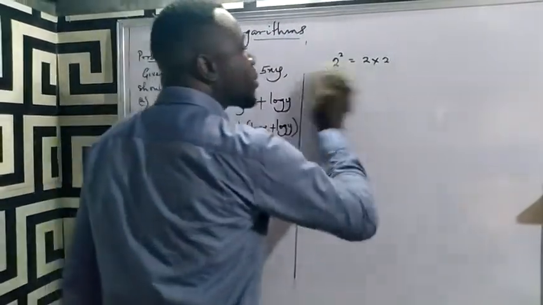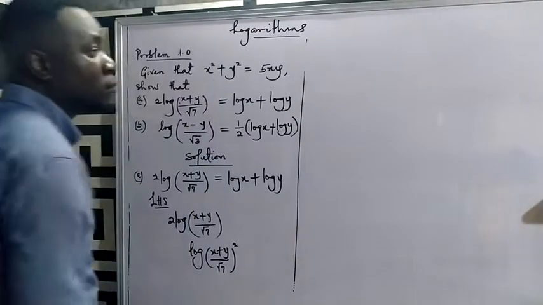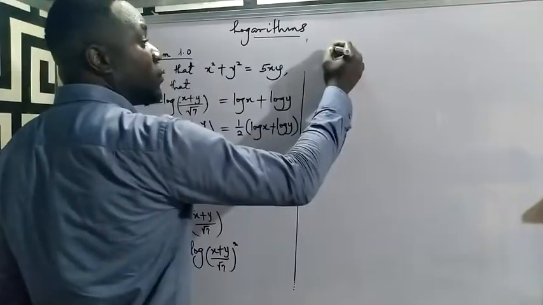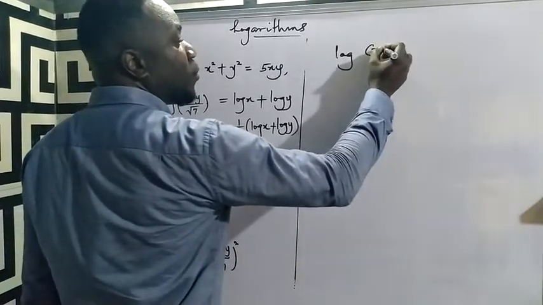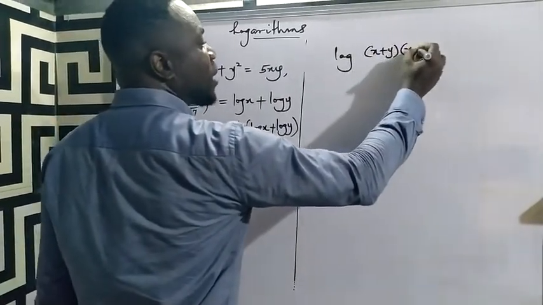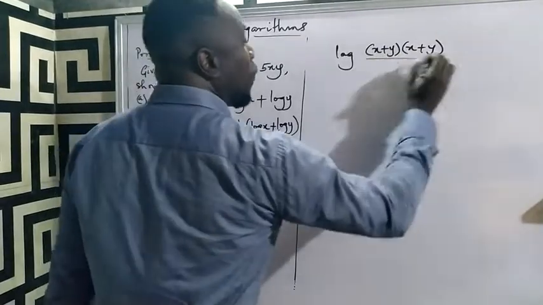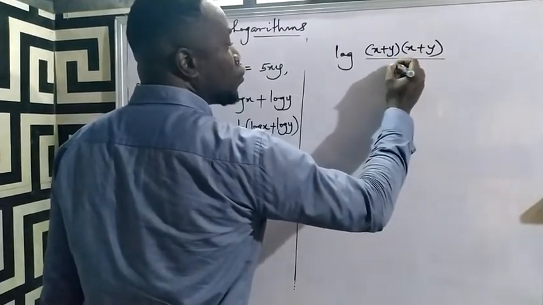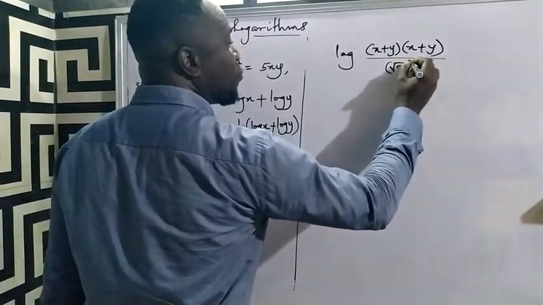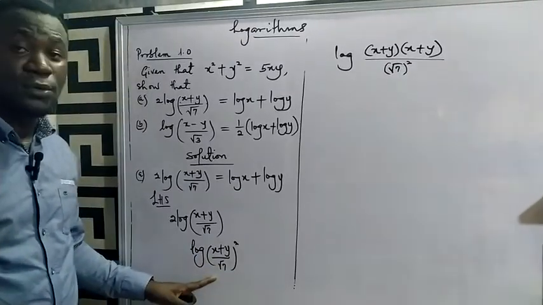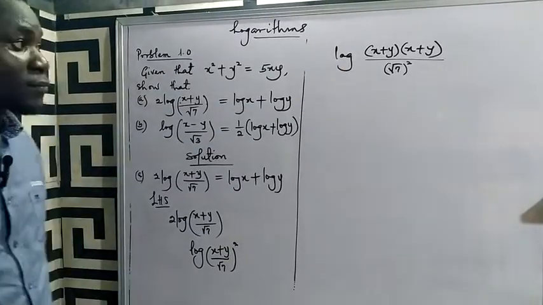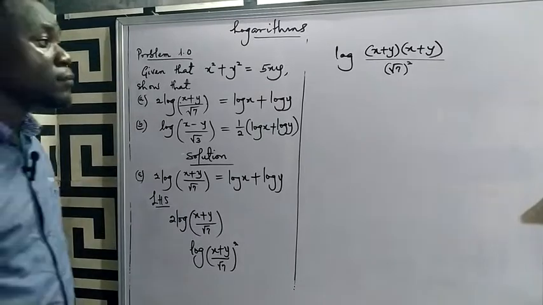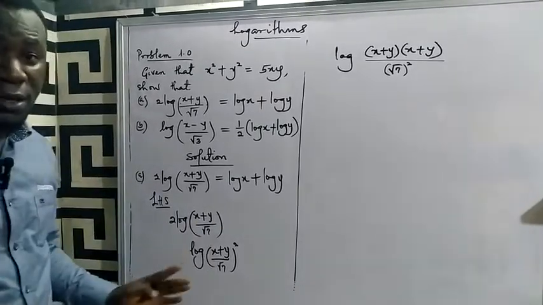Simple algebraic knowledge. So now I have log (x plus y) into (x plus y) over what? Root 7 all squared. Remember, the square is affecting both the numerator and the denominator. Do you understand? Good. So that's how I've written that. Hope you are following. So that's just simple algebraic knowledge.